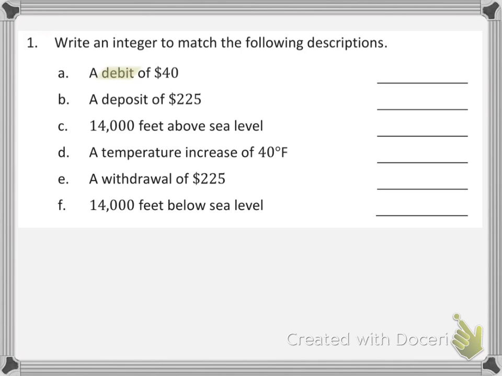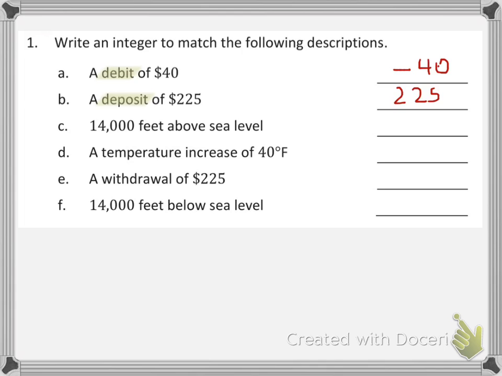The word that I want to focus on is debit. We talked in class that a debit is a negative, so I'm going to use a negative 40 as my integer. That's a bad 40. Okay. The next one is a deposit. Deposit is when money is put into your account. That means you're adding. So this is going to be a positive 225.